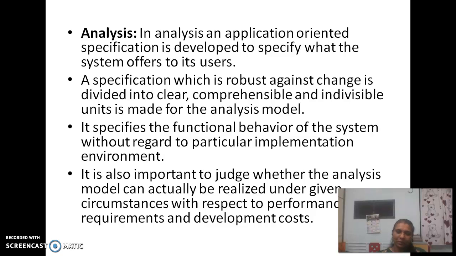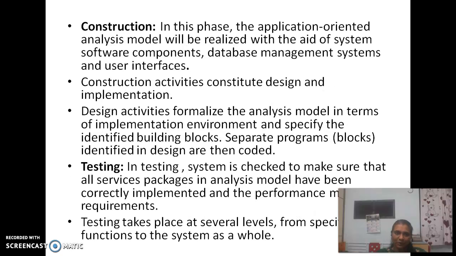It is also important to judge whether the analysis model can actually be realized under given circumstances with respect to performance requirements and development costs. So here the analysis model will have to be realized under the given circumstances when it counts on performance requirements and development costs.